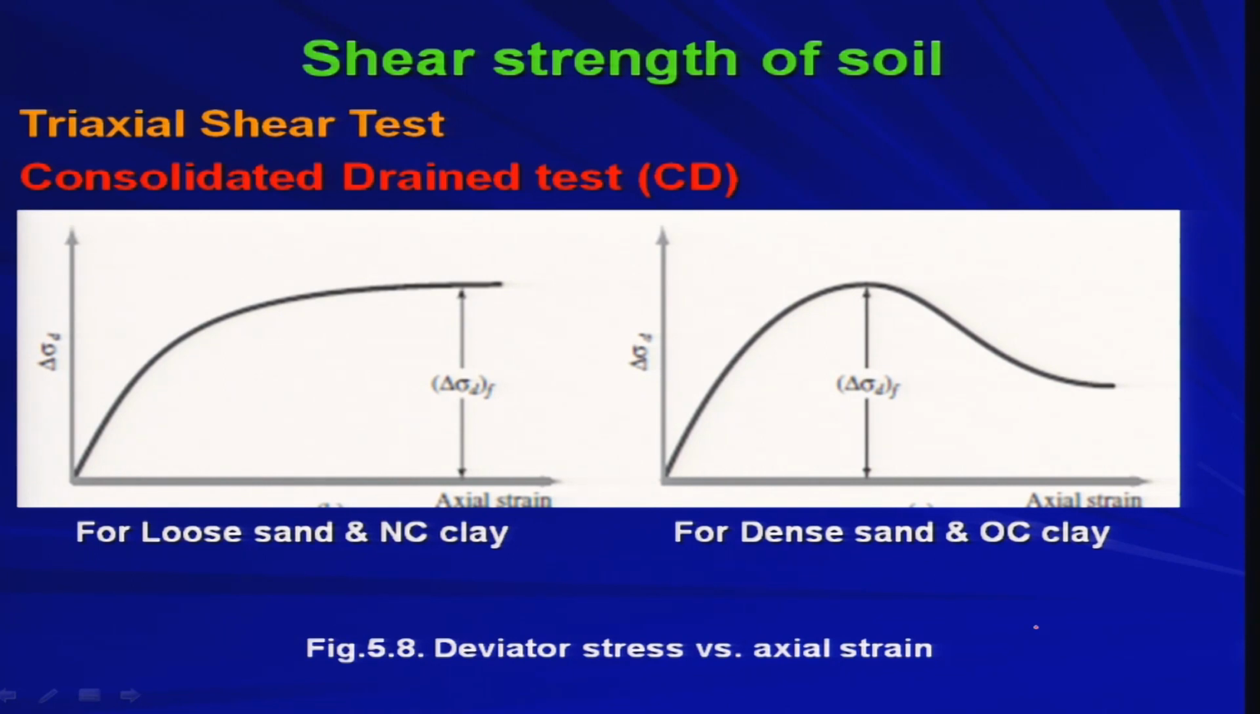It has been seen from experience or from tests that loose sand and normally consolidated clay behave in a very similar fashion, whereas dense sand and over consolidated clay behave in a very similar fashion. So, what kind of plot will you get in case of loose sand and normally consolidated clay? If you perform this CD test, as you gradually increase delta sigma d, you will be measuring the axial strain, right. You can measure that, we will come to that point later on.